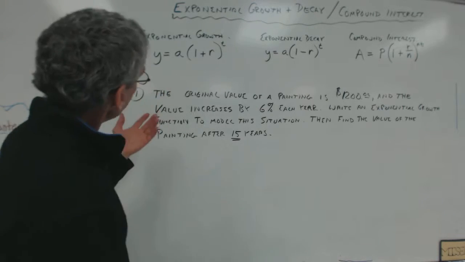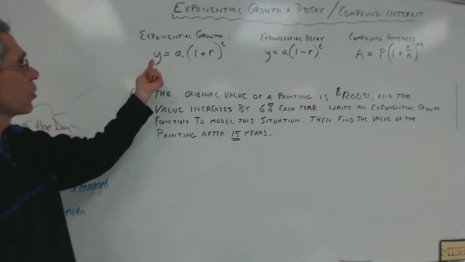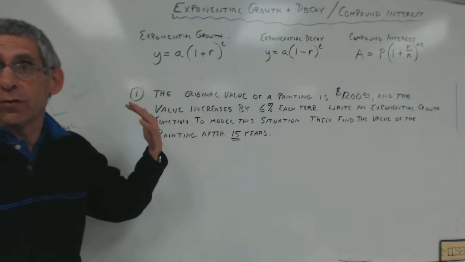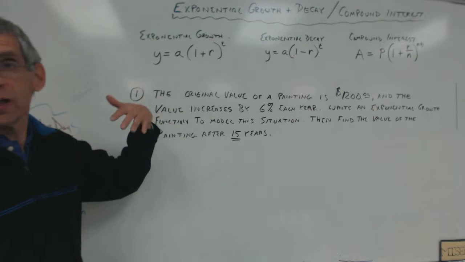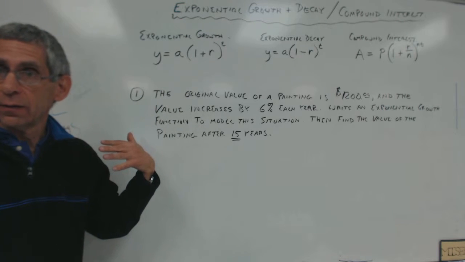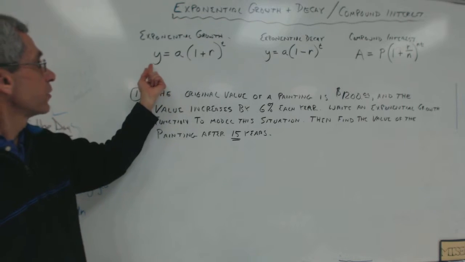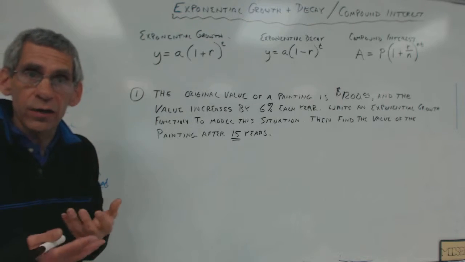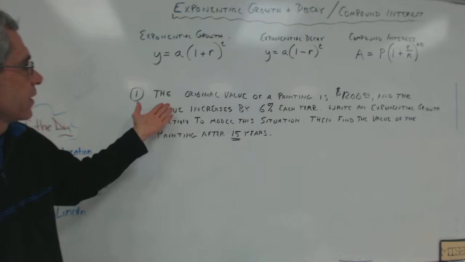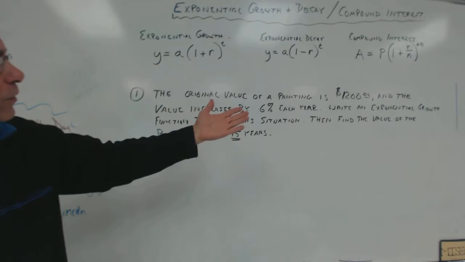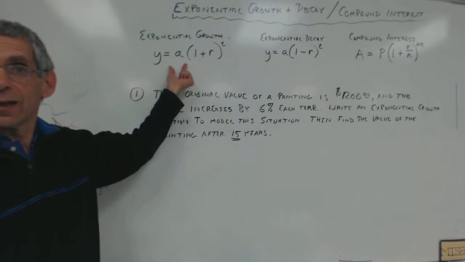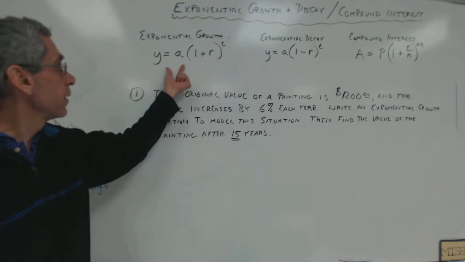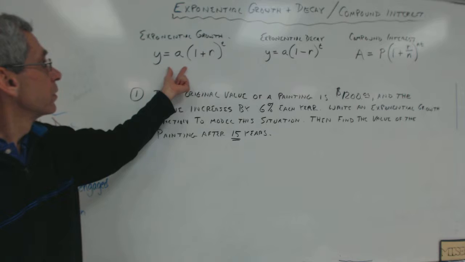But let's look at this. So y is your final amount after a certain number of years, okay? That's your y. A is your initial amount, the amount you're starting with, $1,200. In this case, the original value of the painting is $1,200. That would be your A. A for amount, right? Original amount.